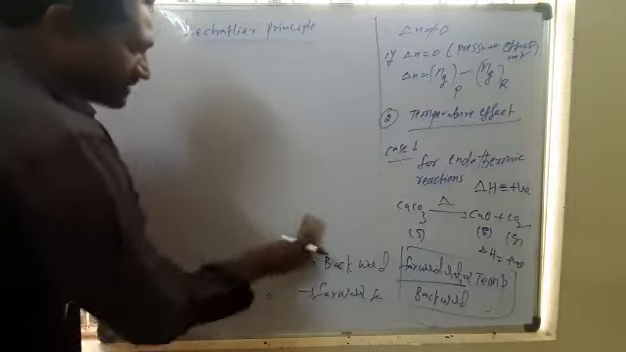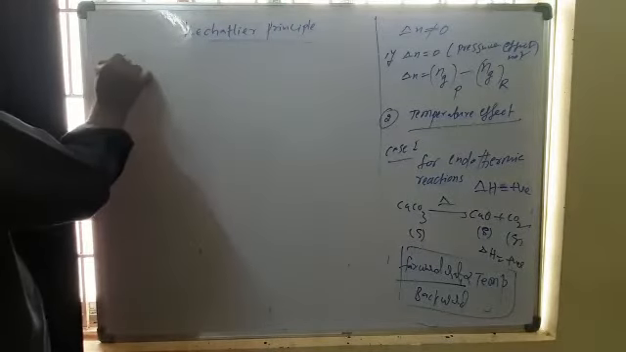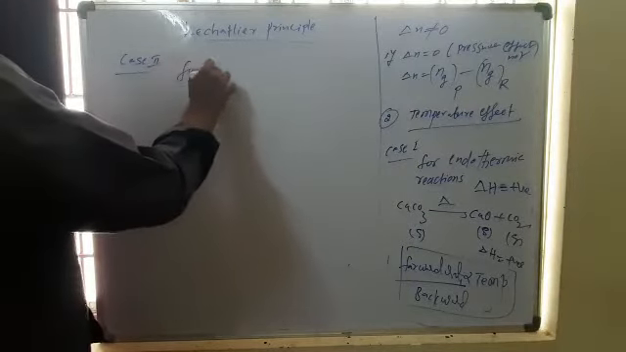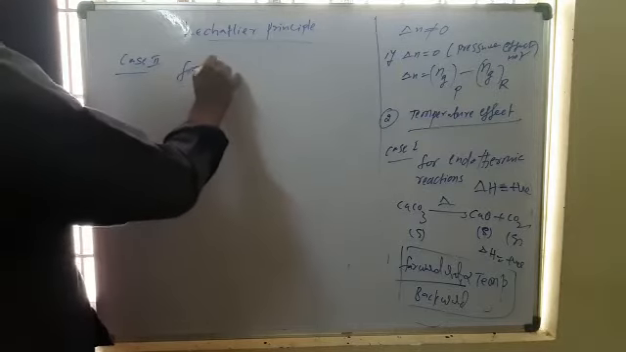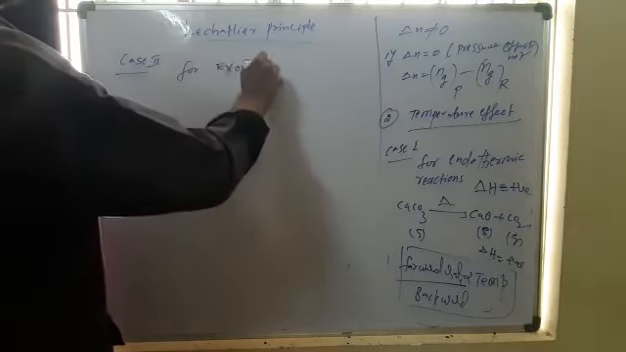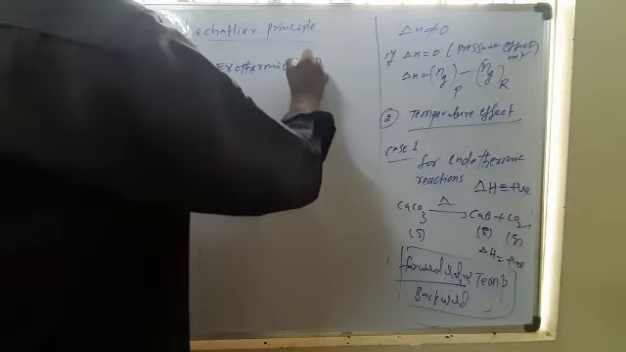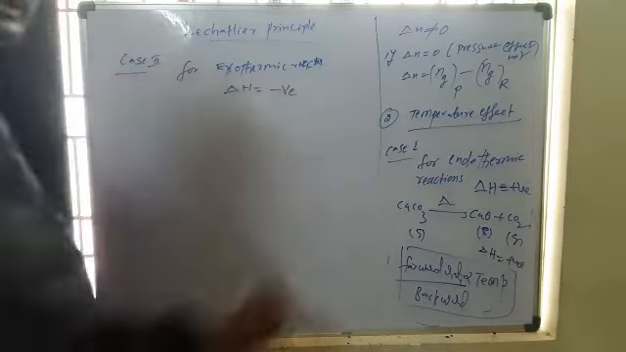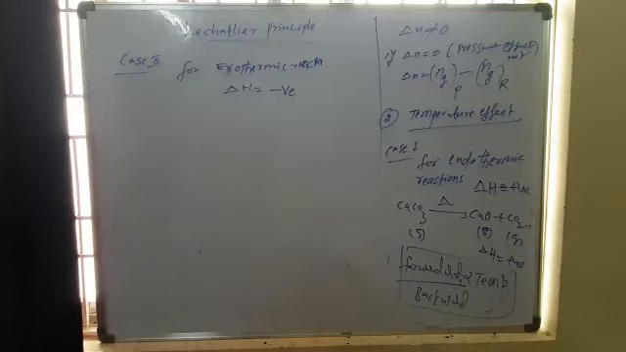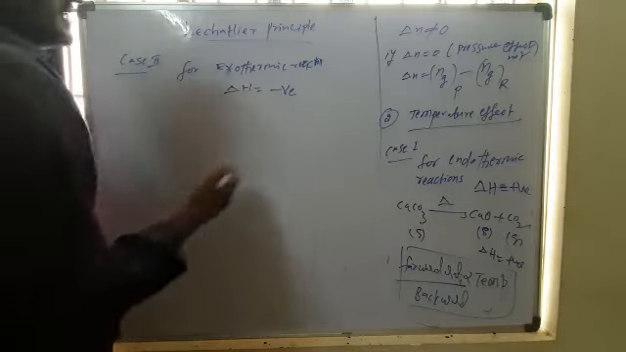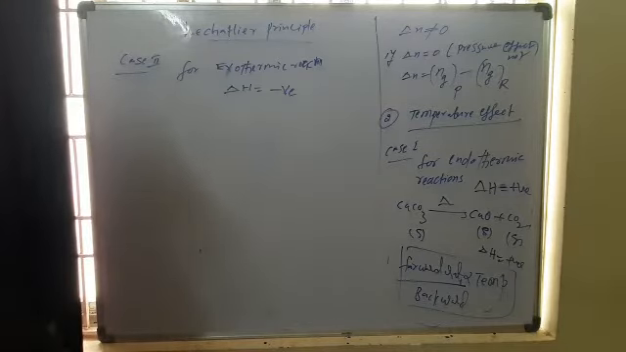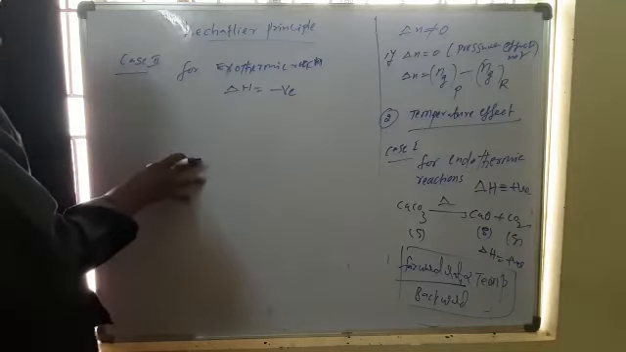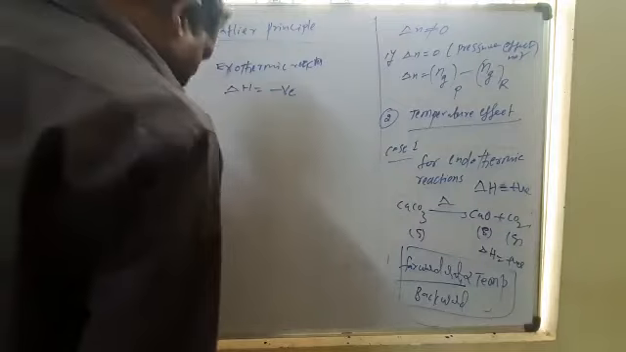Whereas in the case of exothermic reactions, case 2, exothermic reactions mean delta H is a negative value. That's why these reactions proceed by liberation of heat energy. So for these reactions, the temperature is inversely proportional to the forward rate.